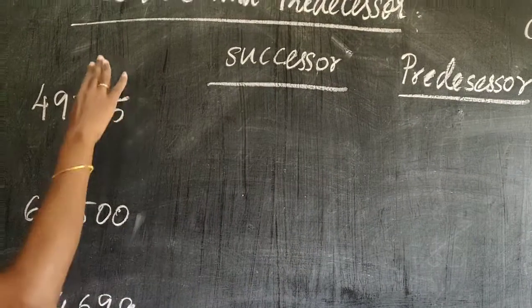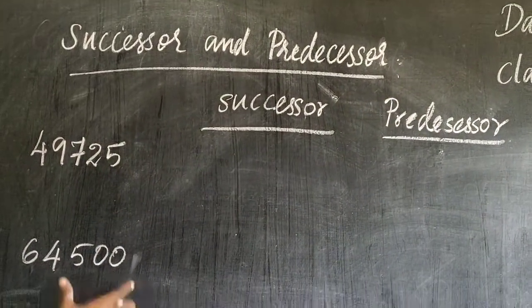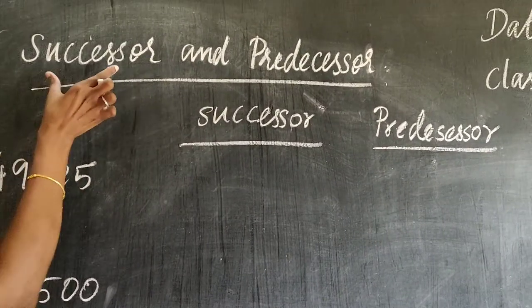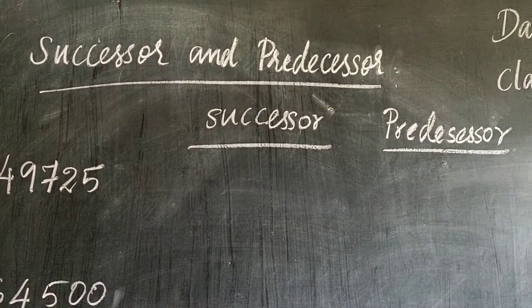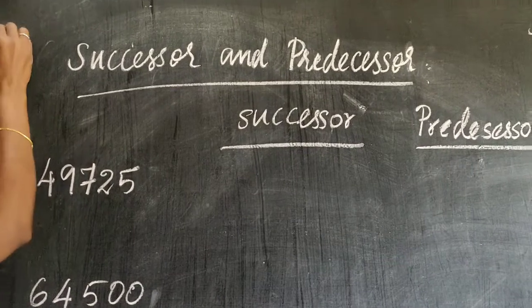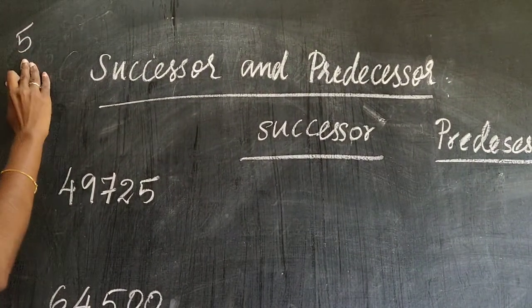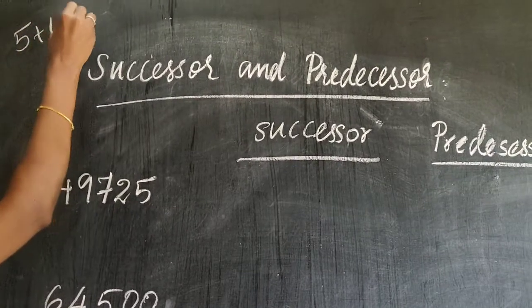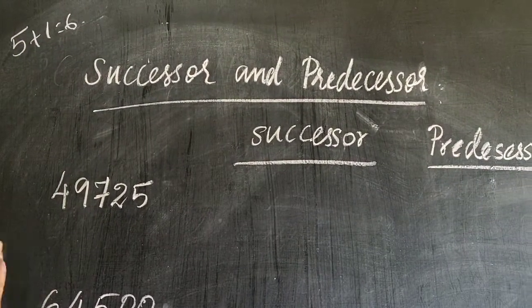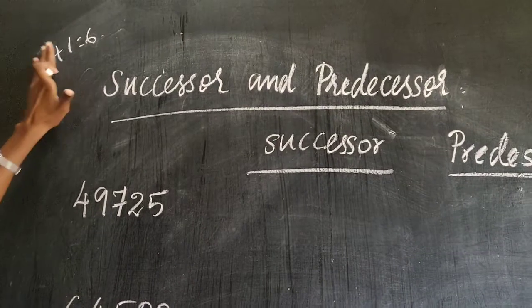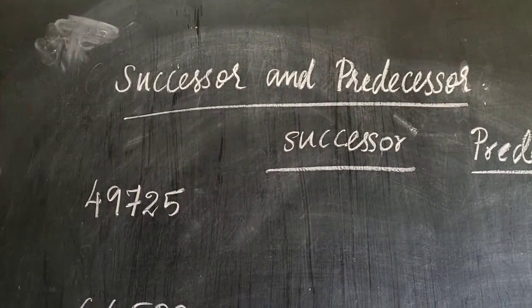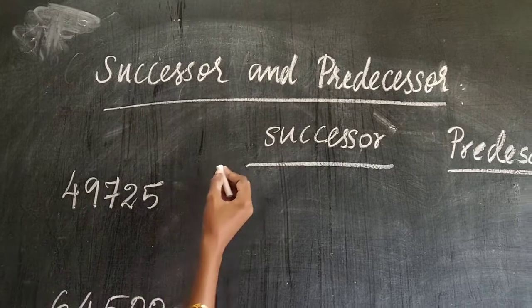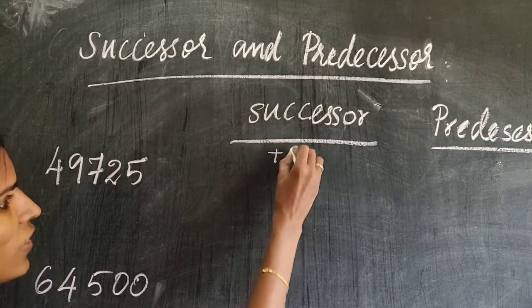Now let's learn about the successor and the predecessor. I want to give you a clue. Successor means succeeding. Suppose you have 5 rupees; to have more, you need 1 more. If you have 1 more, you are succeeding. So 6. The bigger number, the next number, is the successor. If you add 1, you will get the successor.